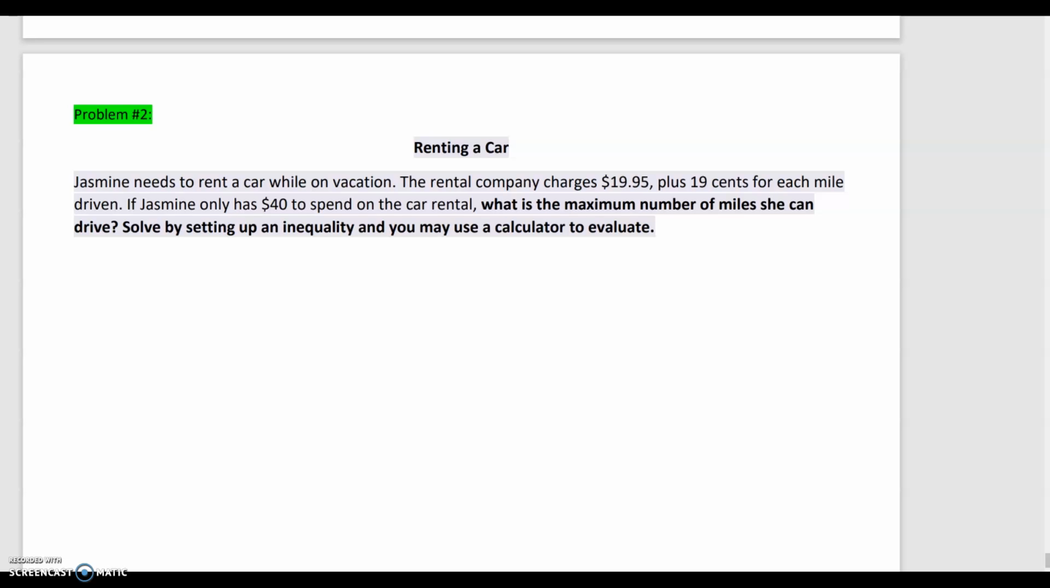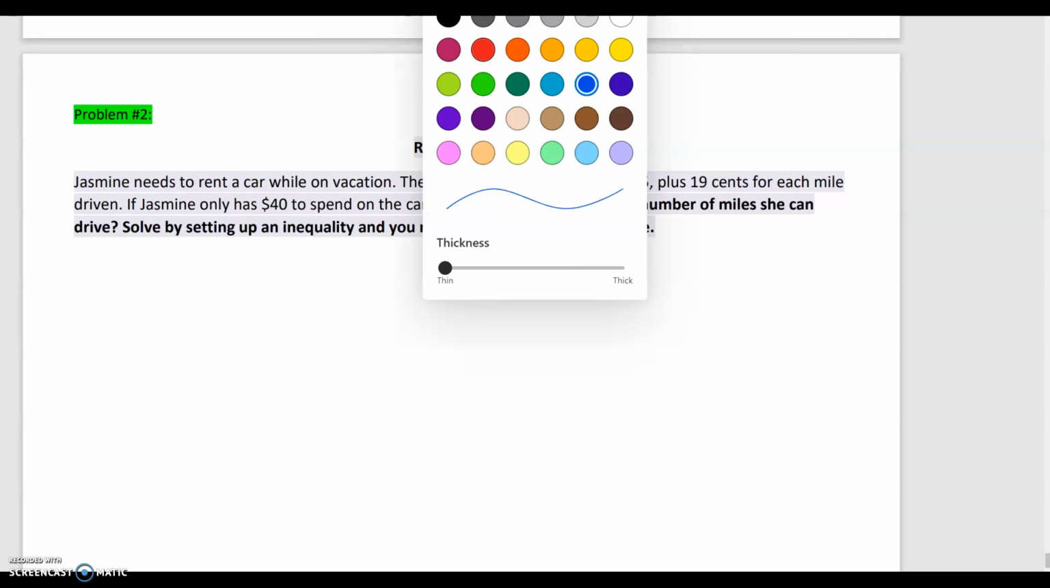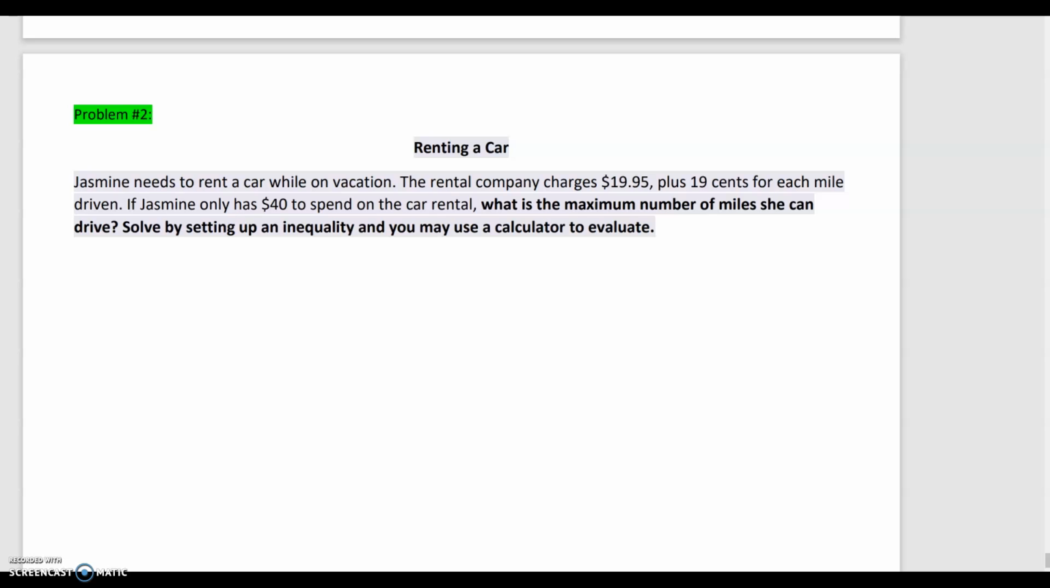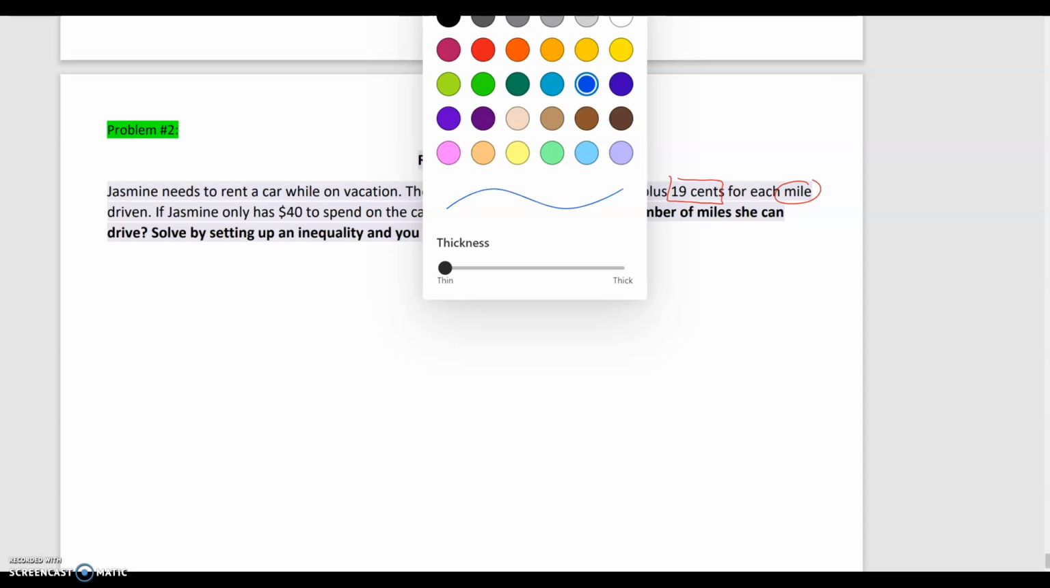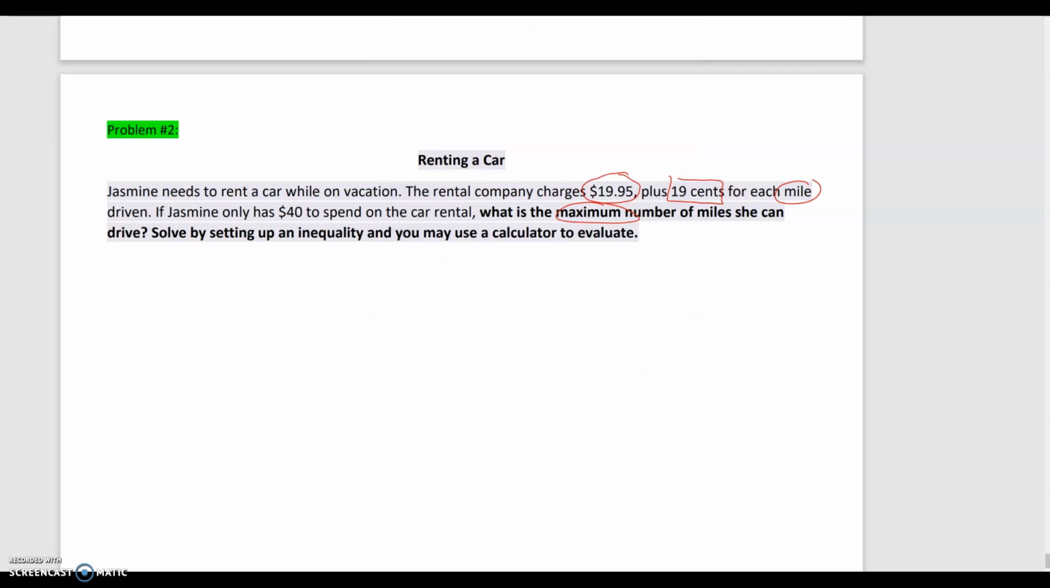Hi class, let's take a look at problem 2. Take a second and read it, but here's the basic idea. We're talking about a rental car. They charge $19 as a flat fee plus 19 cents per mile. And then they're asking for the maximum number of miles, so we're going to have to do a little bit of rounding there. Let me start by letting x be the number of miles.